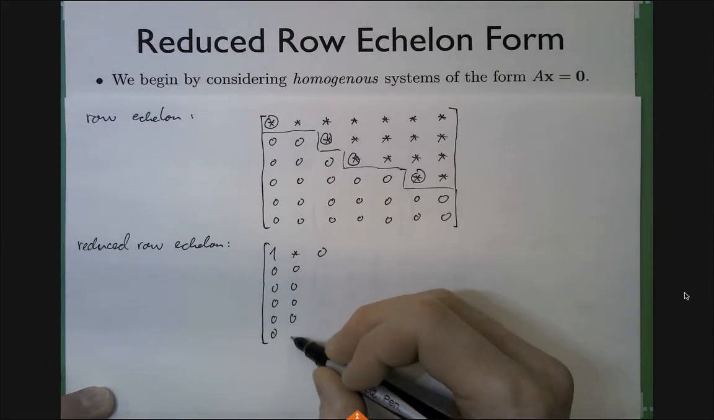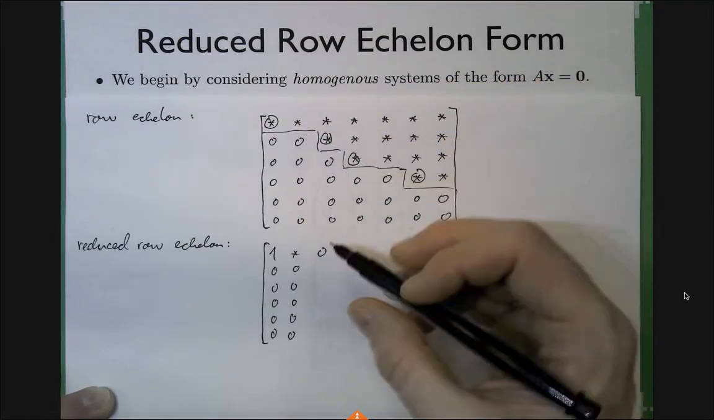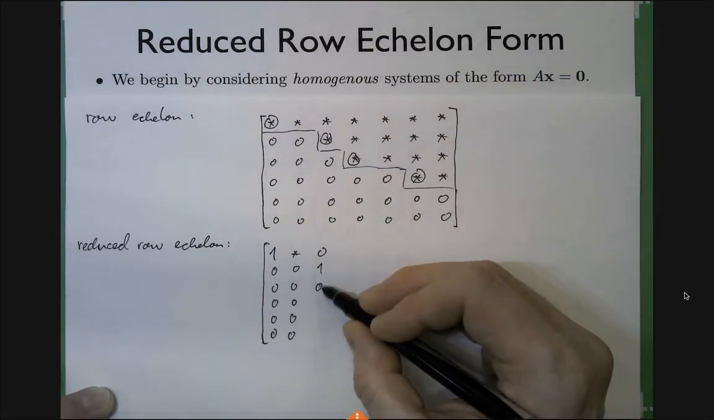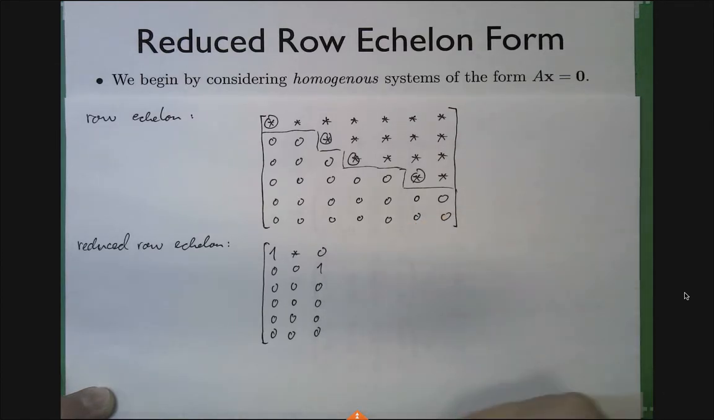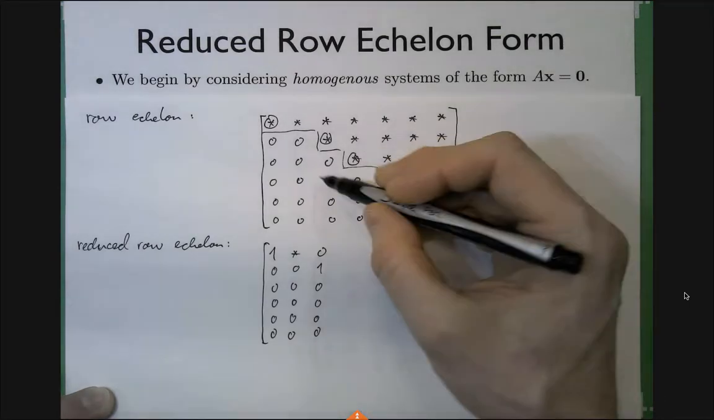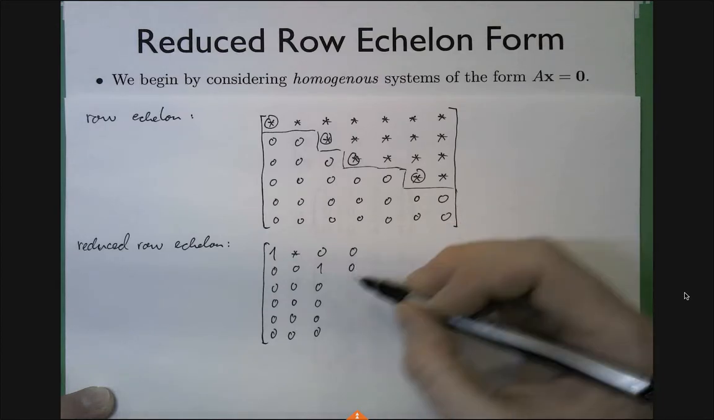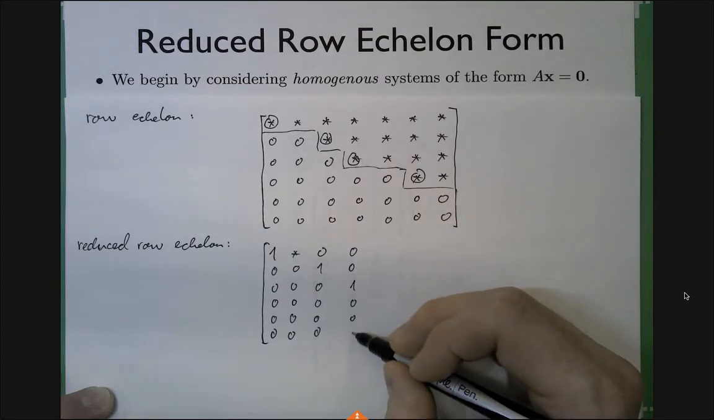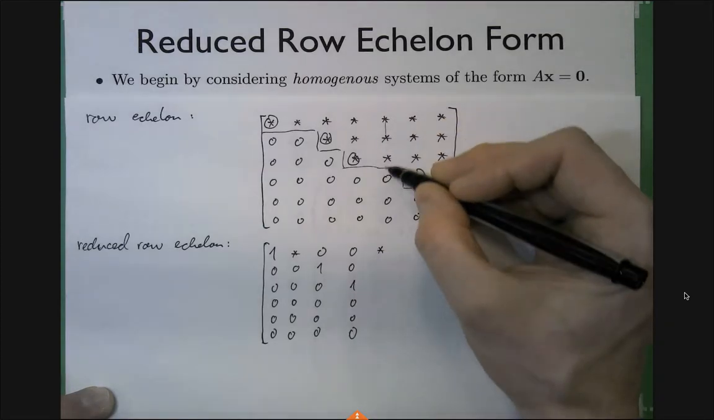So let me go column by column to explain this. Every column which has a pivot element can be brought to the form of a standard basis vector. Everywhere zeros except for 1. So here also 0, 0, 1, 0, 0, 0. Here could be something arbitrary because this guy is not a pivot element.